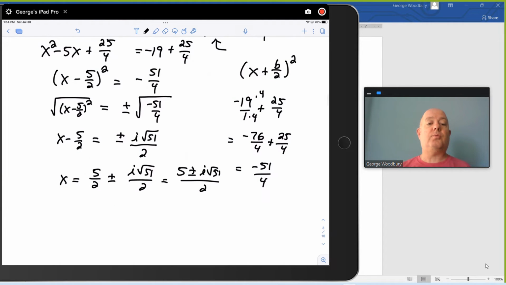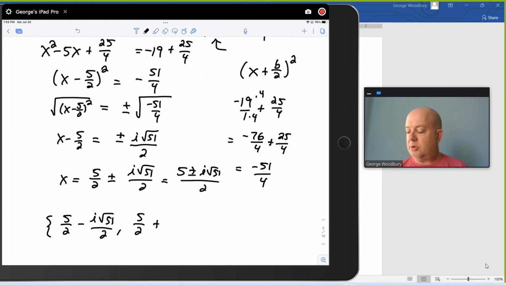If we want to write this in a solution set, you can use either of those two. But remember, when you have plus or minus, there are two solutions. One using the positive sign, the addition side, one using the negative or subtraction sign. So one solution would be 5 halves minus i root 51 over 2, comma. The second one, 5 halves plus i root 51 over 2.